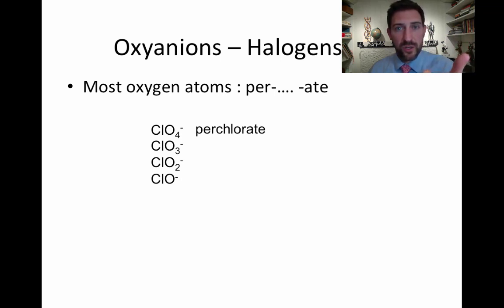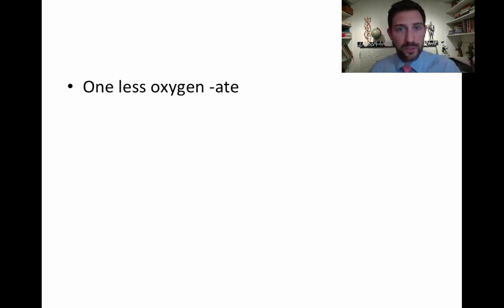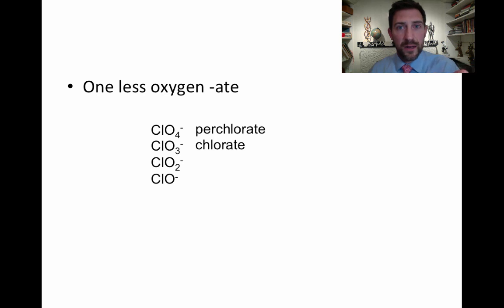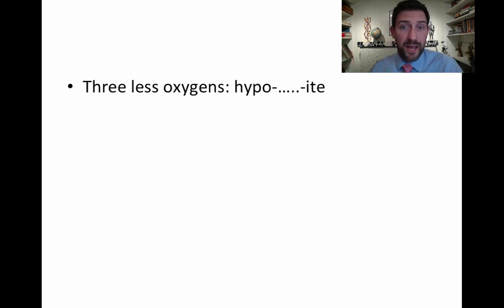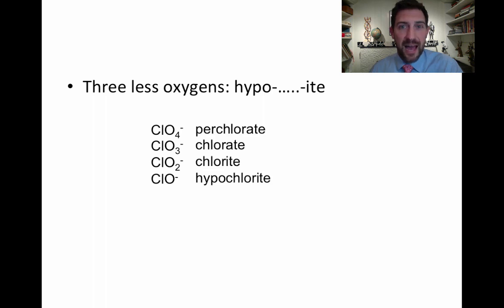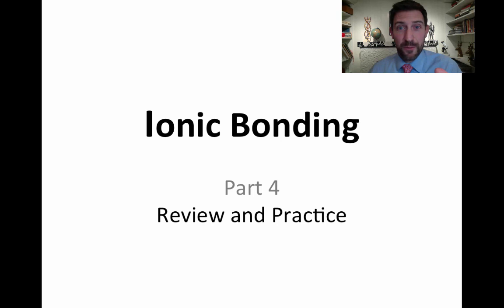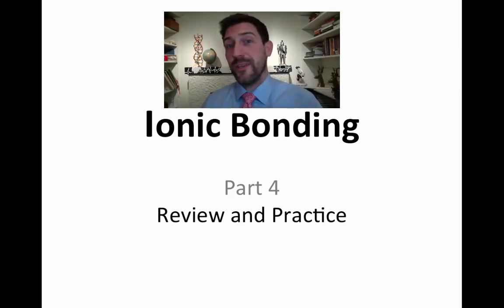Okay, the chlorine and the oxygen is 8. It's got the most, so it's per. The next one below that is going to be chlorate. The one below that is going to be chlorite. And finally, the one below that is hypochlorite. Really pretty self-explanatory. If you can figure out one of them, like chlorite, you should be able to work your way up or down the scale. So really, those are the rules.